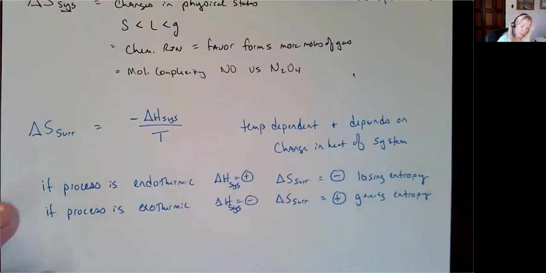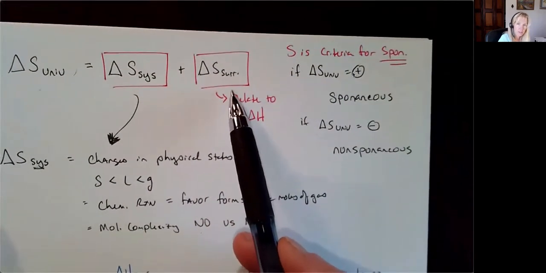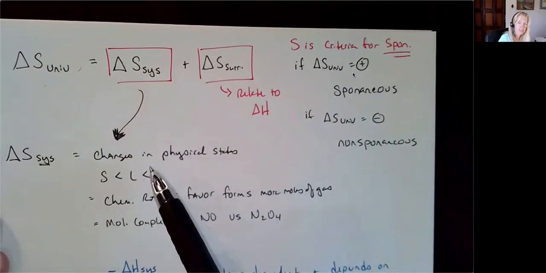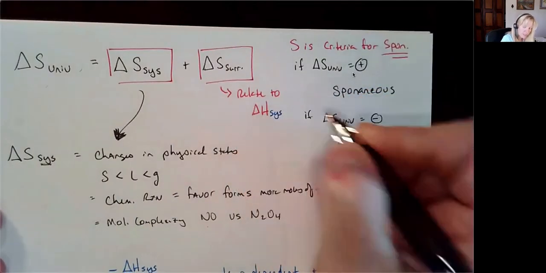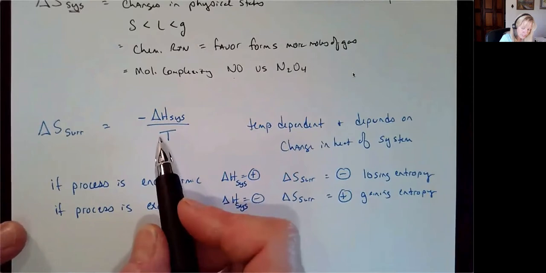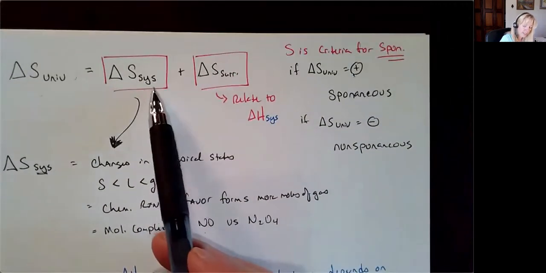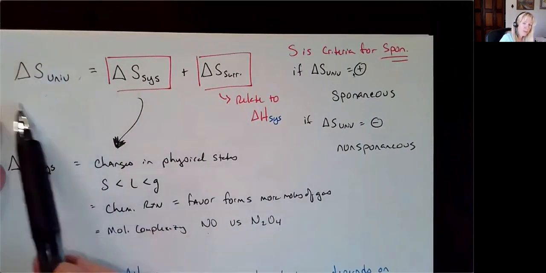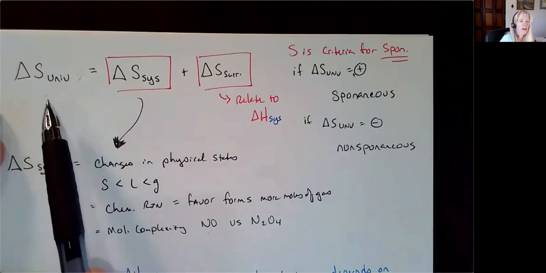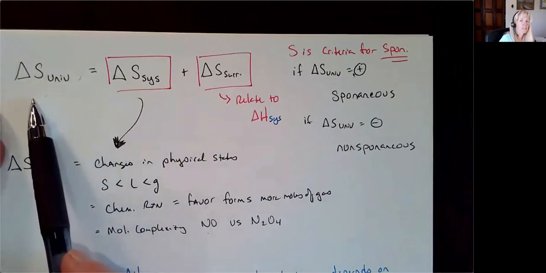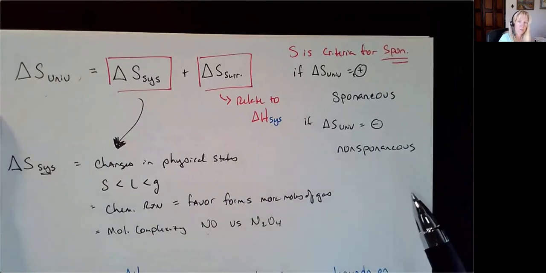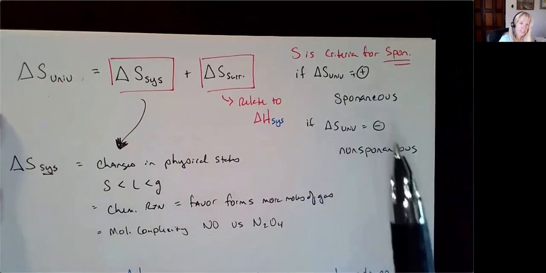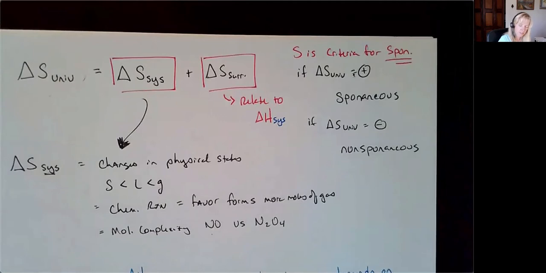And so I can relate this, which I can't really calculate. I can't look and determine what's happening. I can relate this to my enthalpy using this equation here. And so this allows me to take this and this into account and then be able to determine if my entropy of the universe is going to be spontaneous or non-spontaneous. And so that process that I'm looking at, is it going to be a spontaneous process or non-spontaneous process?